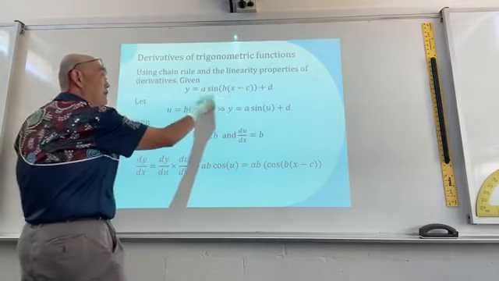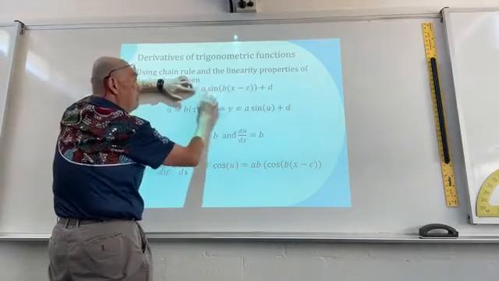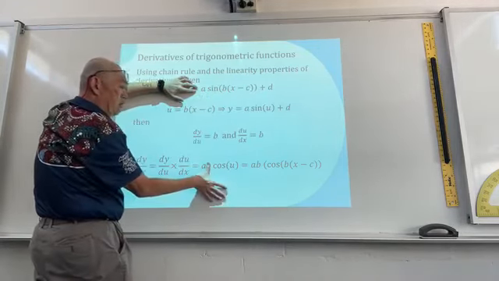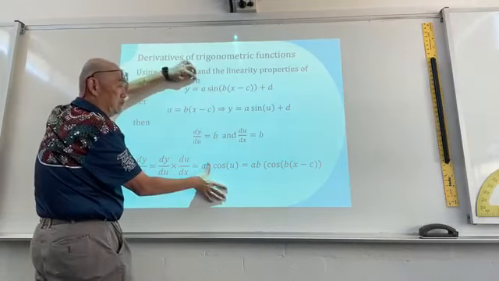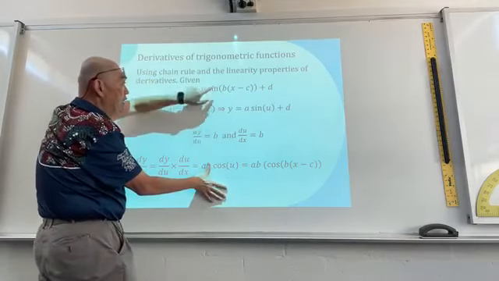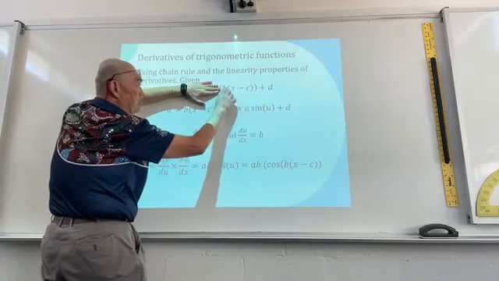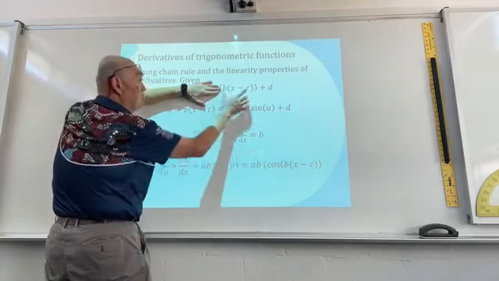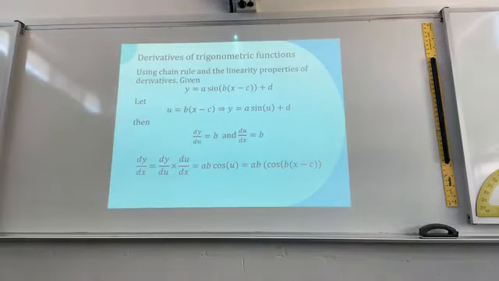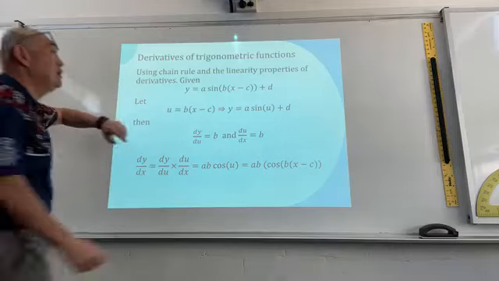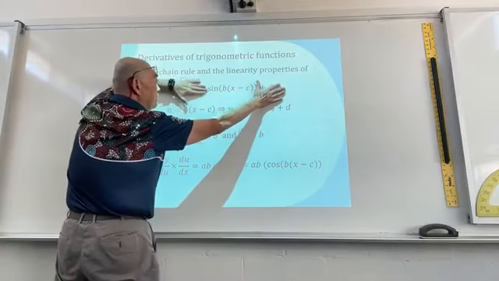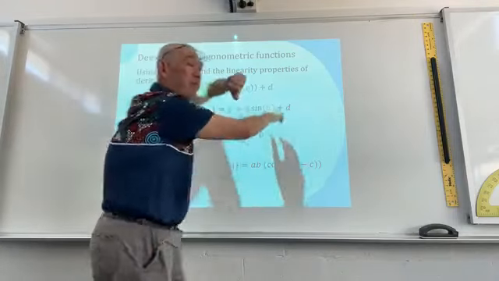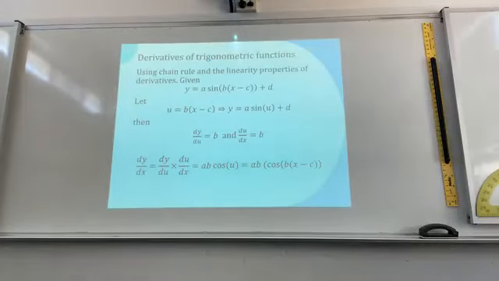So if you differentiate the outside here, which is a sine u, it becomes a cos u. And then you differentiate what is inside, which is bx minus bc, so it's actually just b. So it's ab cos(bx minus c). Remember, you need to differentiate the outside first, and then differentiate the inside. All right, everyone happy with that? Otherwise, let's keep going.